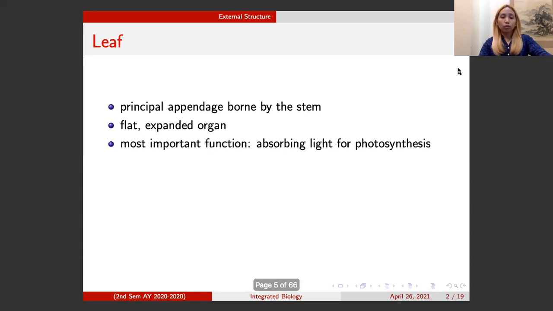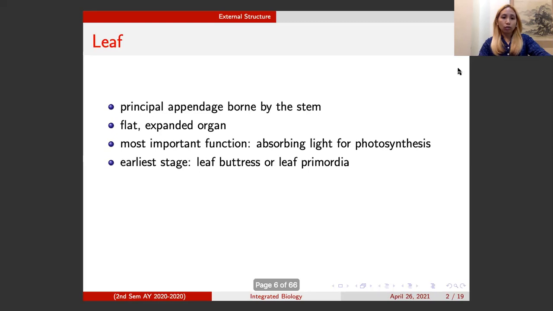Okay, so the most important function of the leaf would be photosynthesis. It would be absorption or capture of light or light energy for photosynthesis so that they can make their own source of energy. Now, discussions on photosynthesis have already been done, and that should guide you in trying to understand the main function of the leaf.